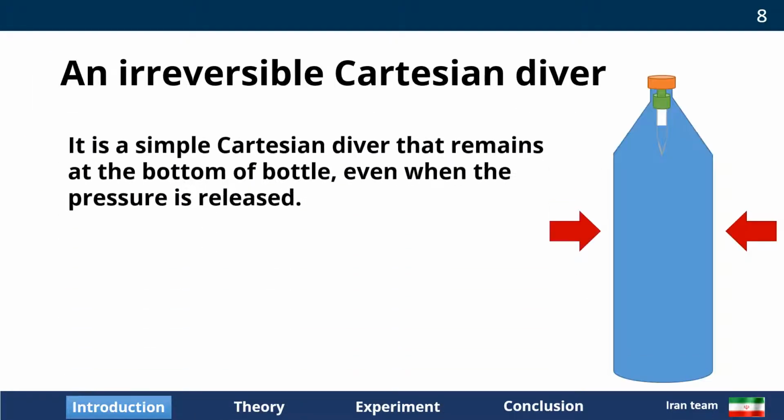An irreversible Cartesian diver is a simple Cartesian diver that remains at the bottom of the bottle, even when the pressure is released.